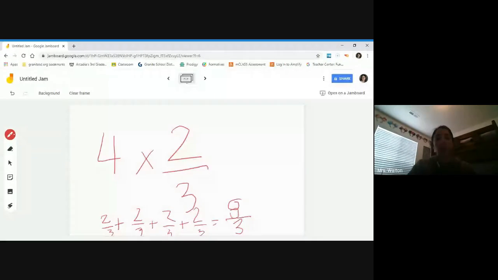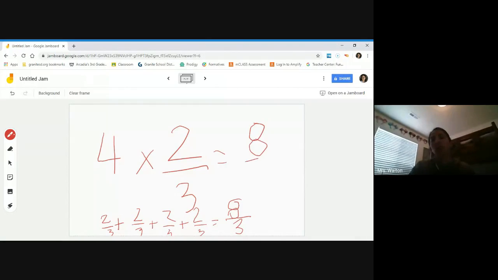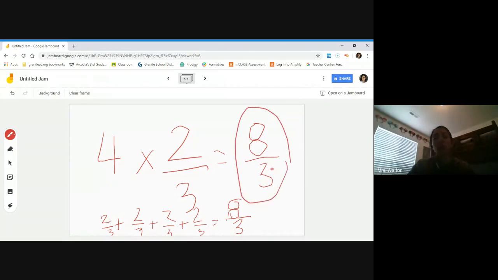Or you could just do your multiplication. Whole number times your numerator is 8, and your denominator of 3 stays the exact same. We got the exact same answer. So if it helps you to write out the repeated addition, do it that way. Otherwise, just multiply your whole number times your numerator, and you get your fraction with your denominator staying the same, 8/3, like we did here.